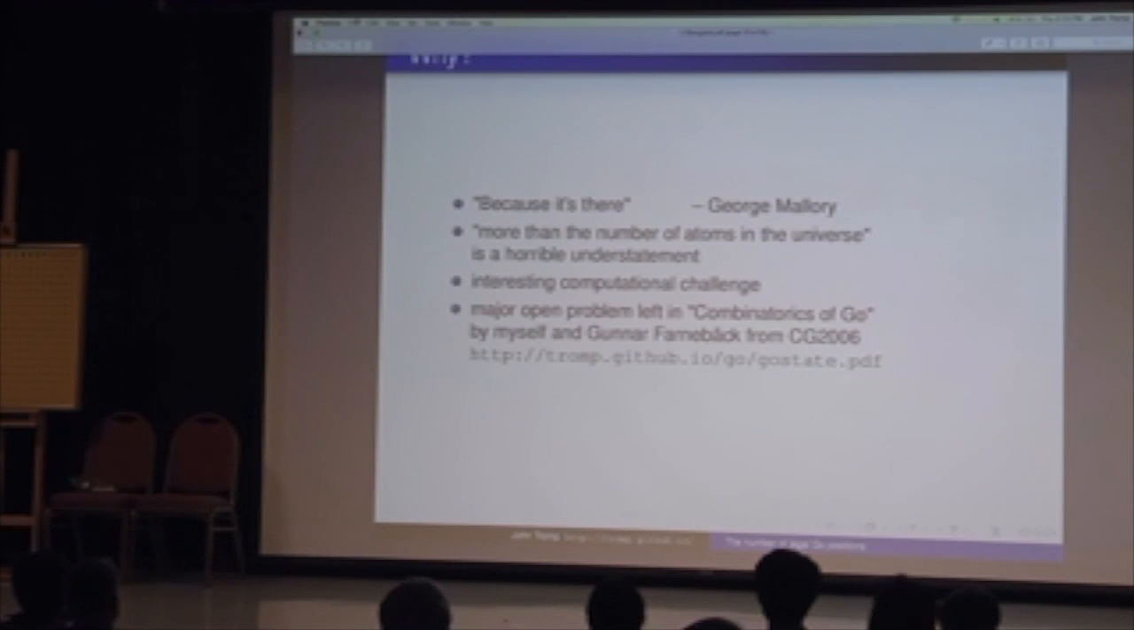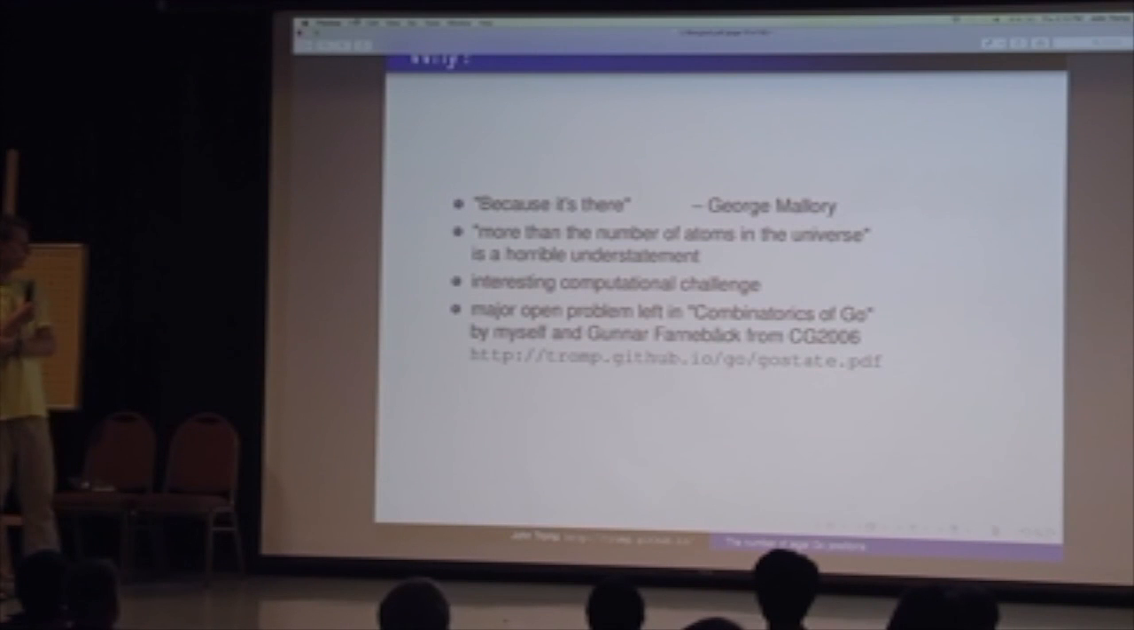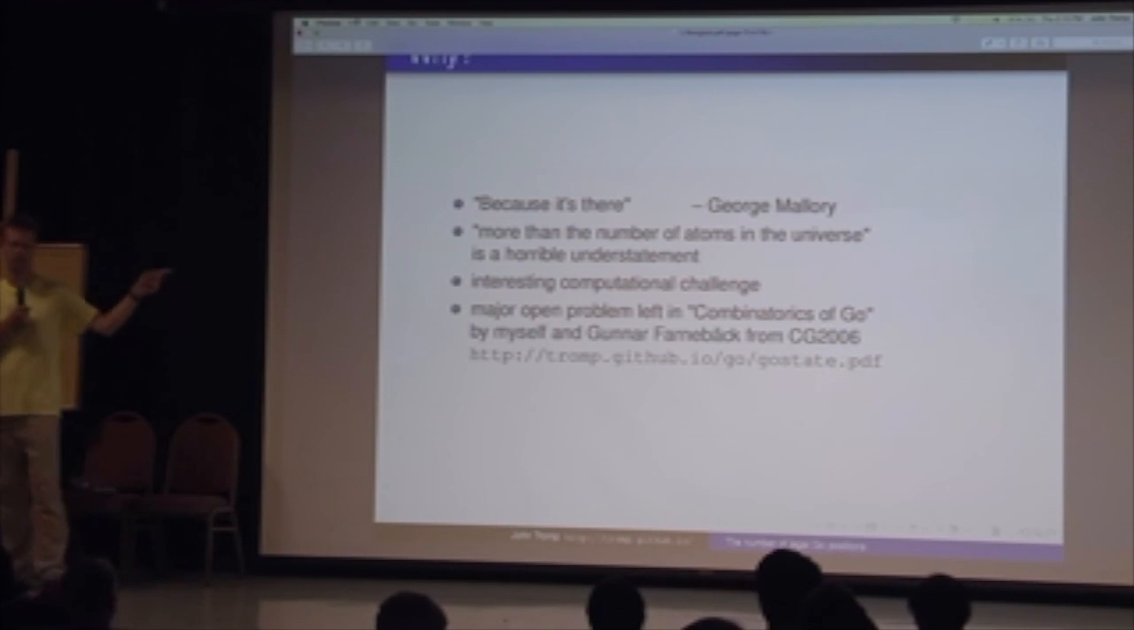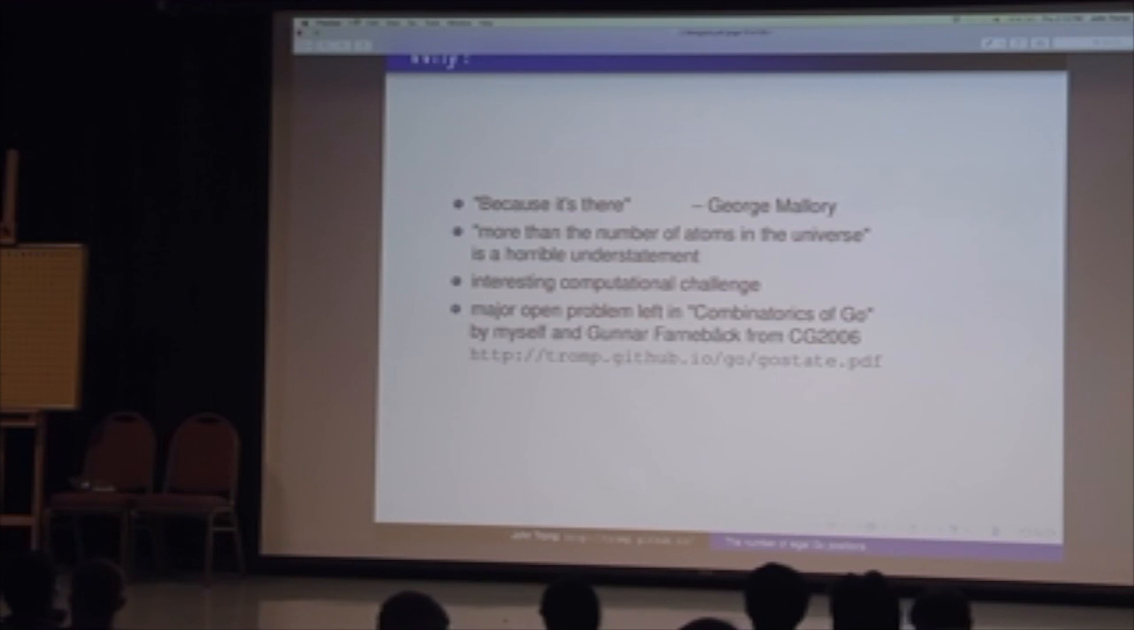And of course, it's the major open problem that was left in our paper called Combinatorics of Go by myself and Gunnar van der Beek from the Computers and Games Conference in 2006. The full paper is available at this URL, or you can just Google search for Combinatorics of Go. It contains a lot of other interesting theorems about games and positions, and I highly recommend that you read it.